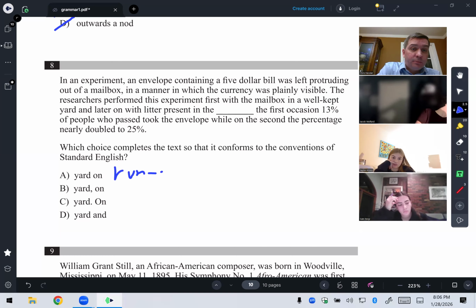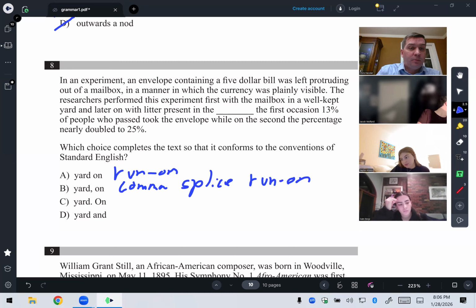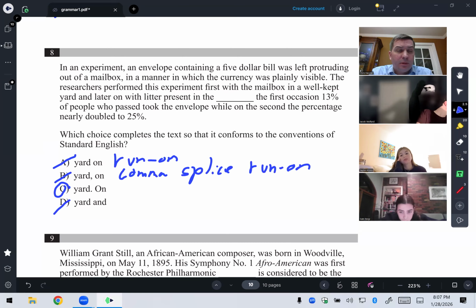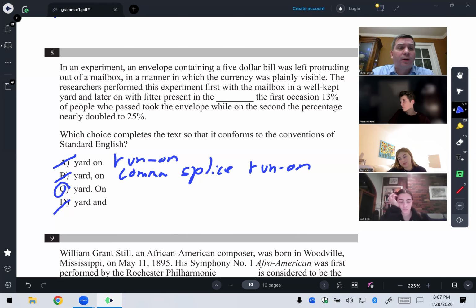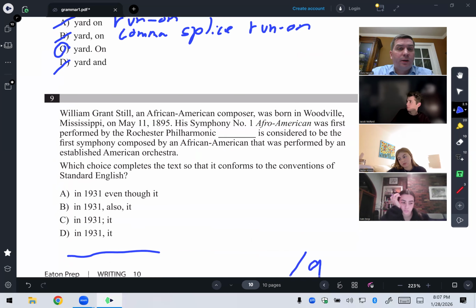That's a run-on. This is that other kind of run-on. All right, we can eliminate 50% of the answer choices immediately. That's always great. Okay, so the correct way to fix this one would be to create a second sentence. All right, I'm going to read the corrected version. The researchers performed this experiment first with the mailbox in a well-kept yard and later on with litter present in the yard. On the first occasion, 13% of people who passed took the envelope, while on the second, the percentage nearly doubled to 25%.